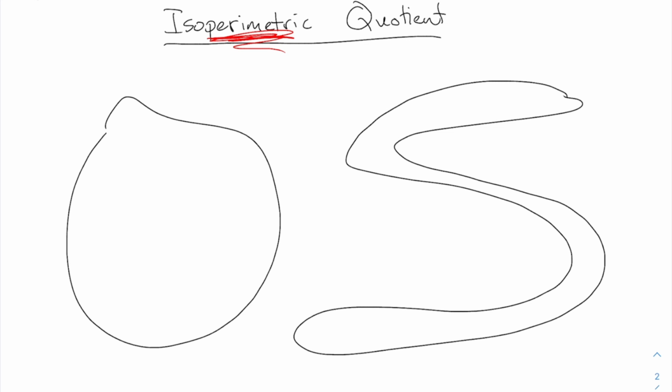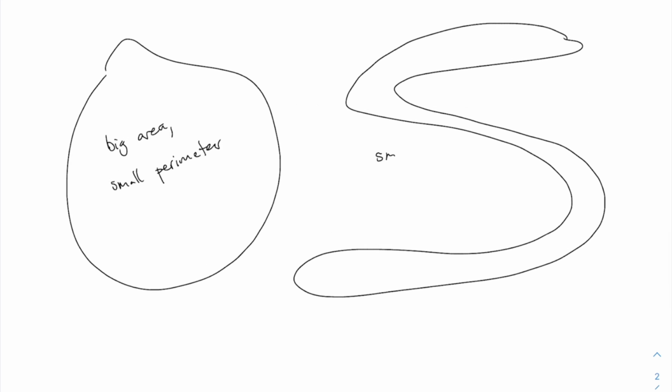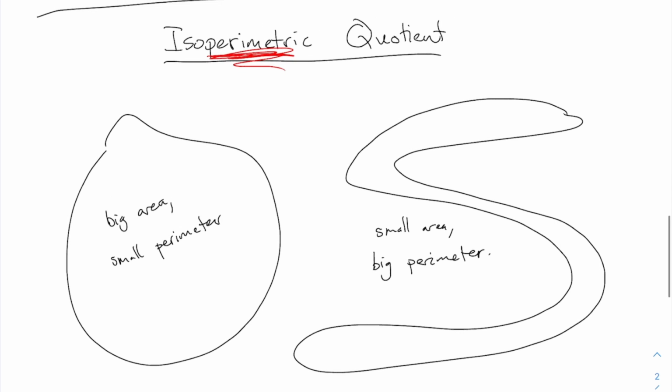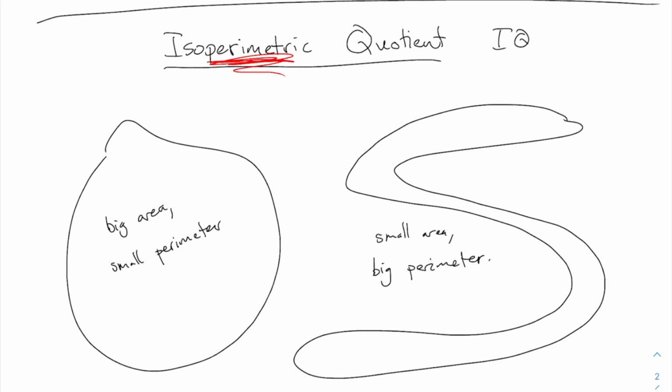Okay, so I'm going to say the one on the left is not so weird because this has sort of big area, small, or I suppose not so big perimeter. Whereas the one on the right, this has small area, big perimeter. All right, so the isoperimetric quotient, I'm going to write IQ for this, is all about the relationship between the area versus the perimeter. If the perimeter is too big, then the shape is too weird. That's the idea behind the isoperimetric quotient.